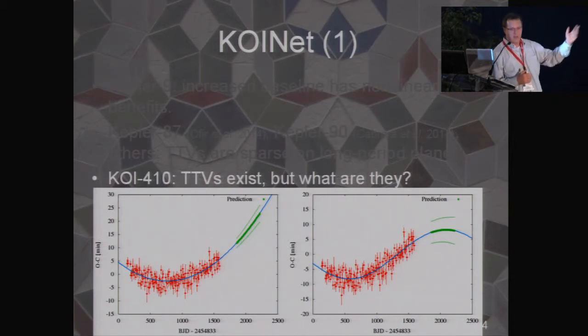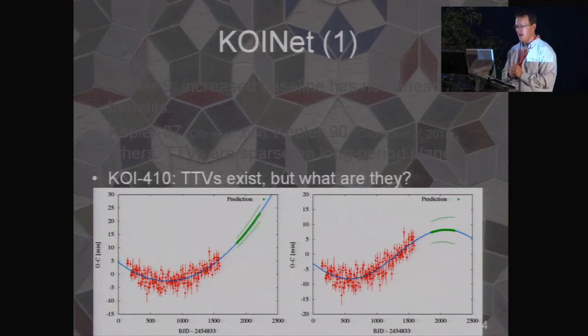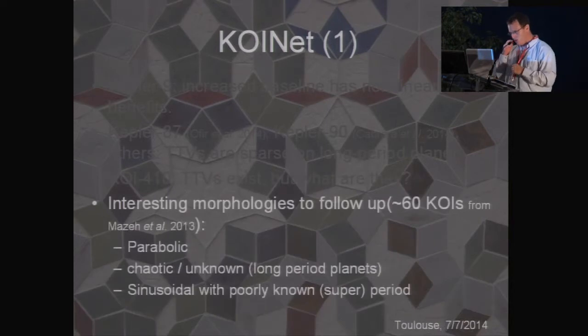You have quite a number of data points in this system, but you don't know if it's a parabola or a sine or anything else. So I chose a number of interesting morphologies from the timing catalog of Mazeh et al. that are worthy of following up. TTVs that are parabolic, meaning that we don't know yet what they are. TTVs that are chaotic, which is almost exclusively long period planets. And TTVs that appear to be already sinusoidal, but you don't even see a second period, so the super period is not yet well characterized.